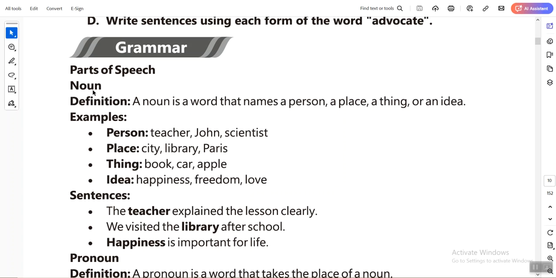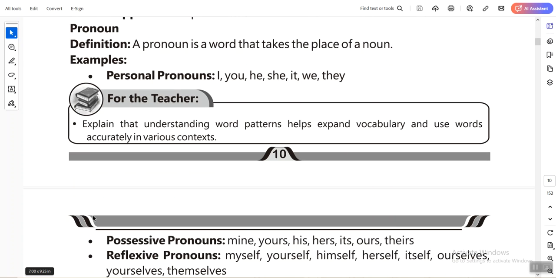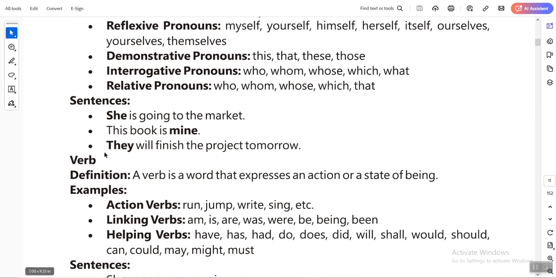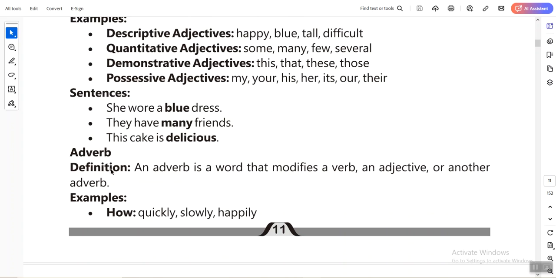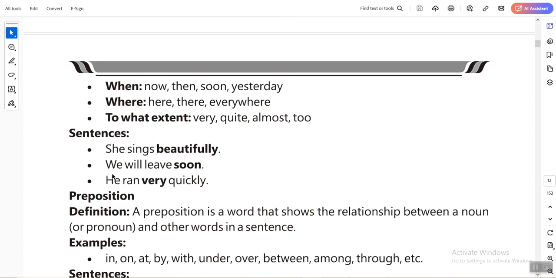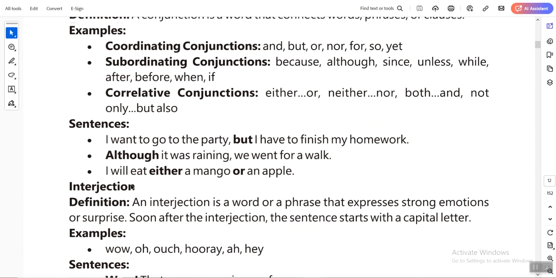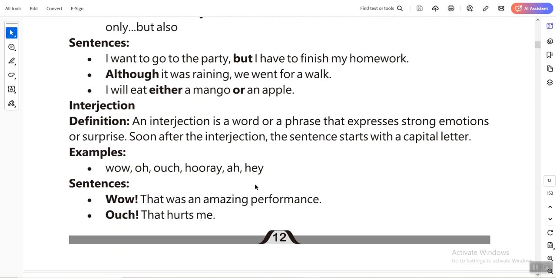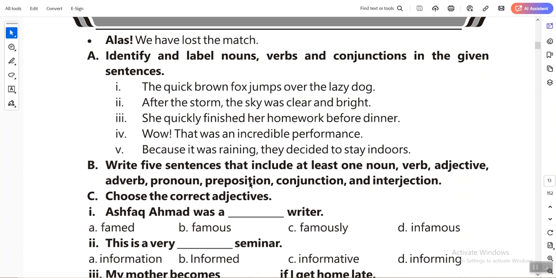You can know that they are noun, pronoun, verb, adjective, adverb, preposition, conjunction, and the last, interjection. We will learn about parts of speech in another video, because our main focus right now is to do the exercise of chapter number 1.